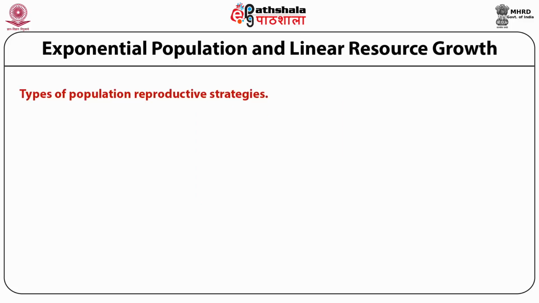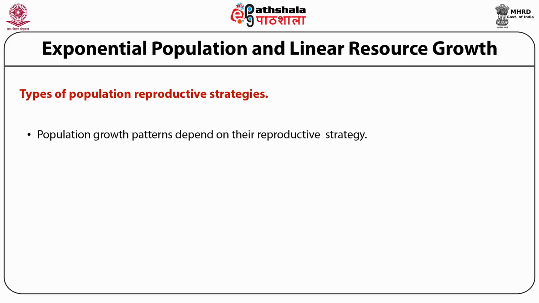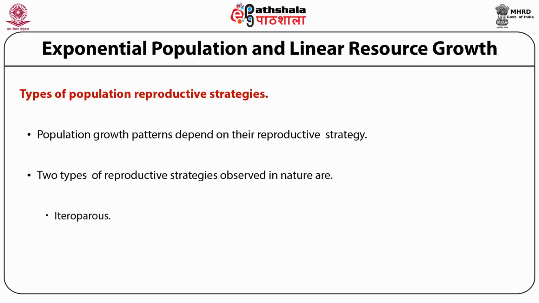Types of population reproductive strategies. Population growth patterns depend on their reproductive strategies. Two types of reproductive strategies are observed in nature: one, heteroparous; two, simulparous.